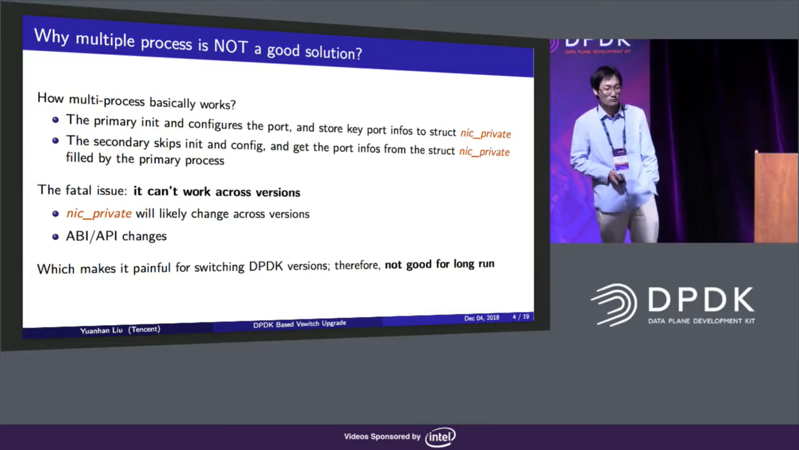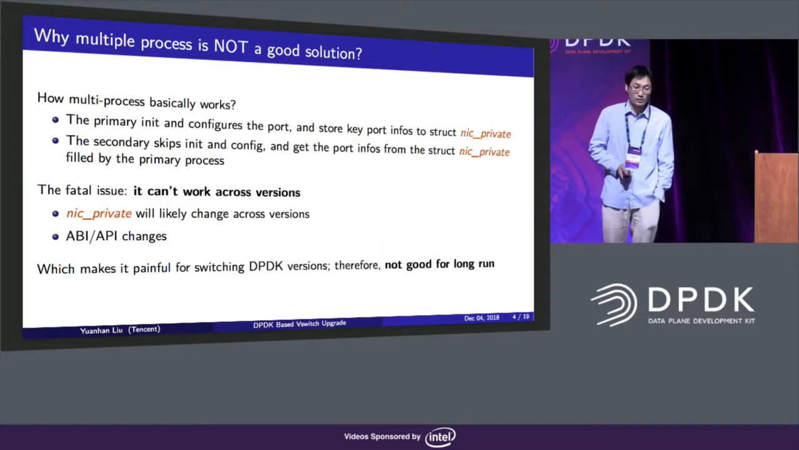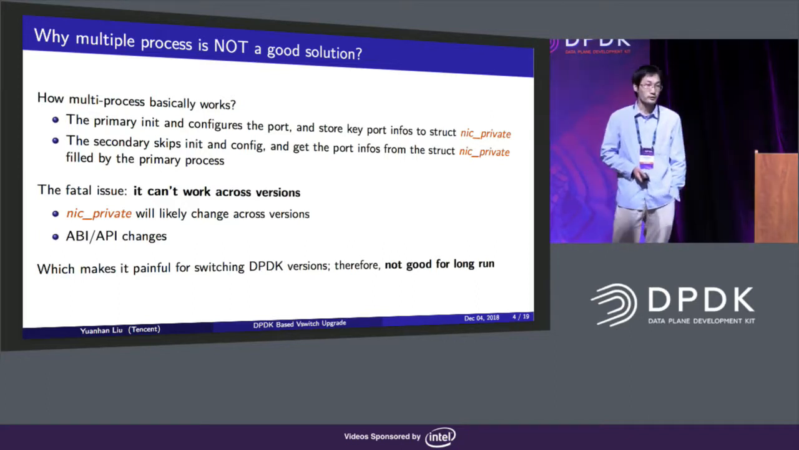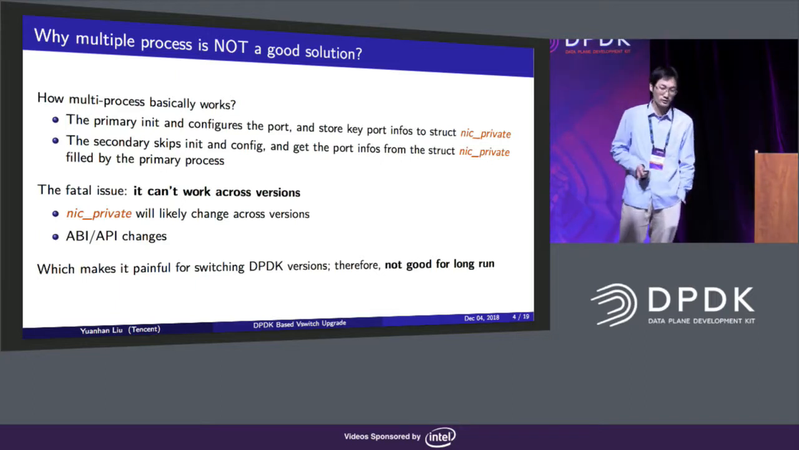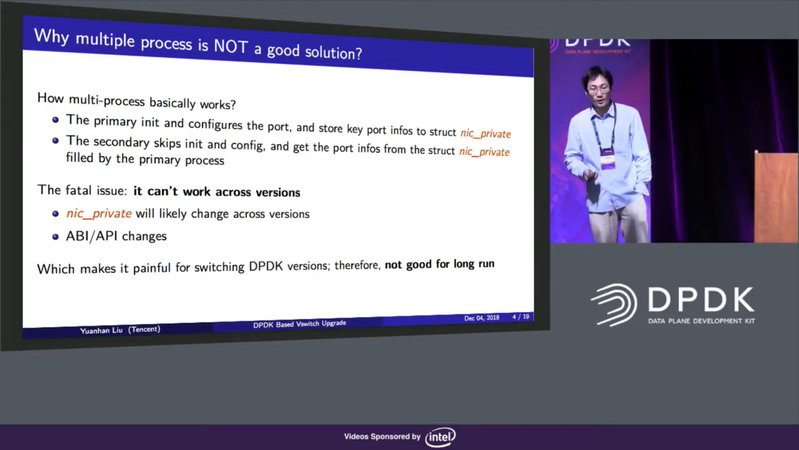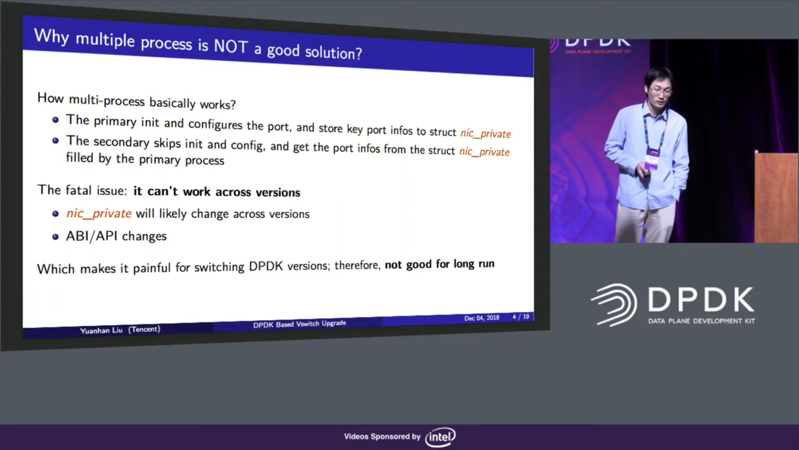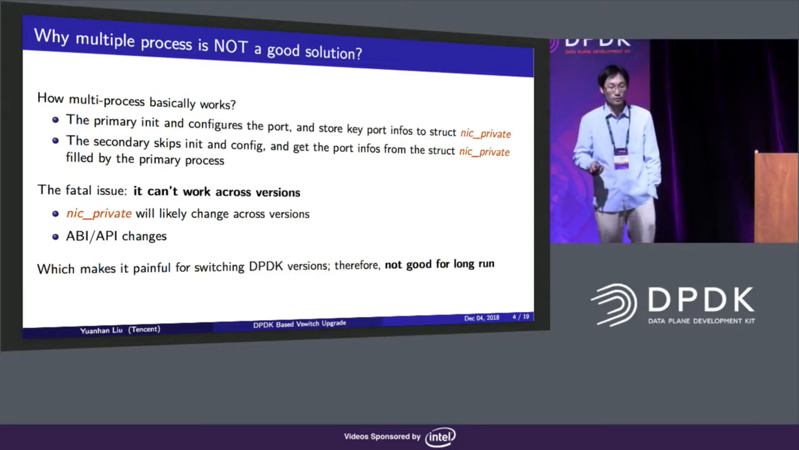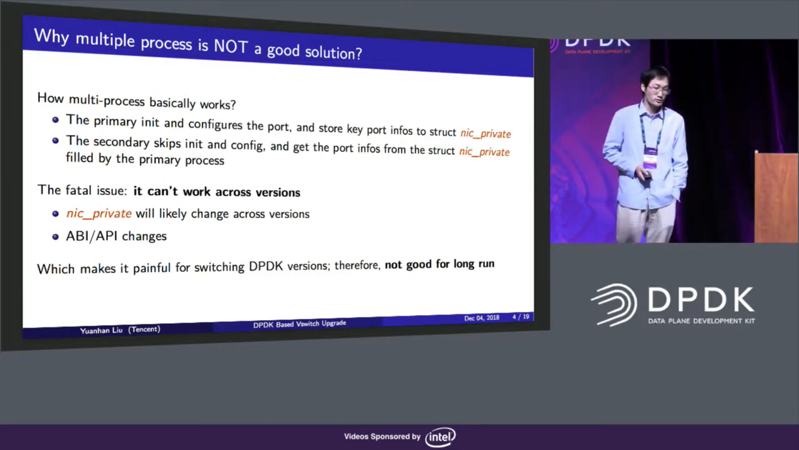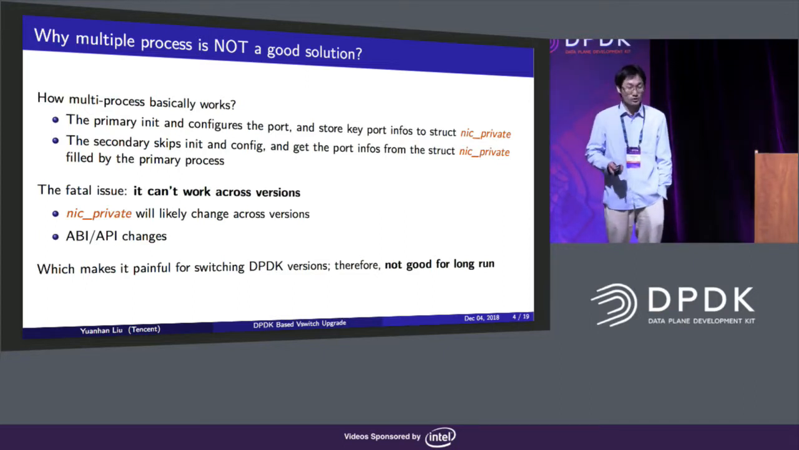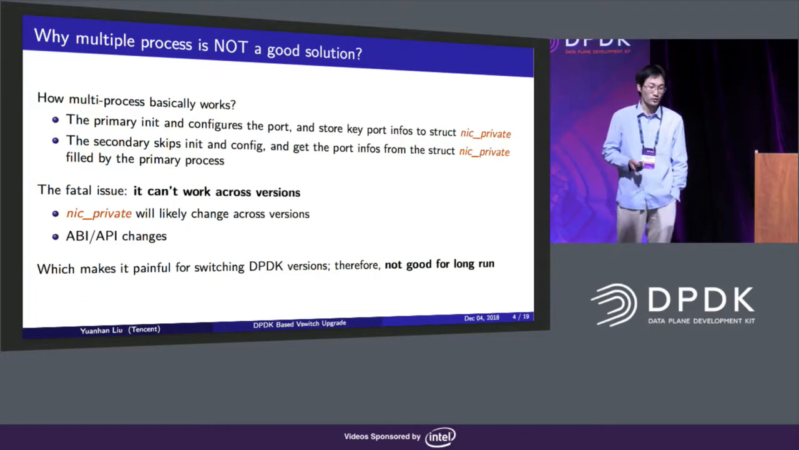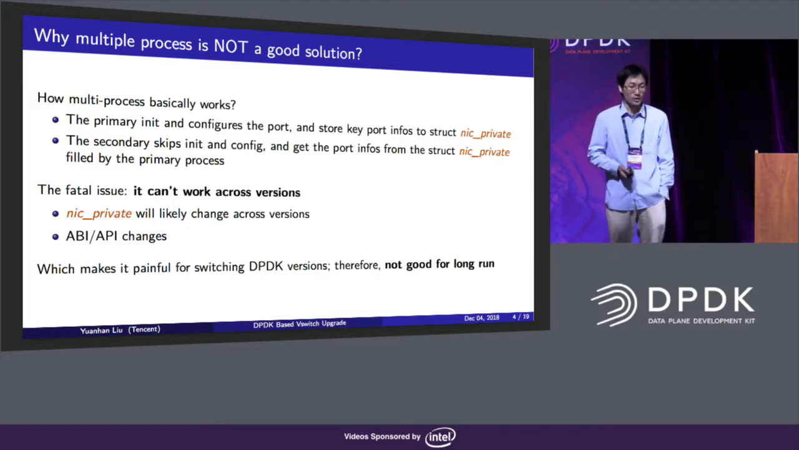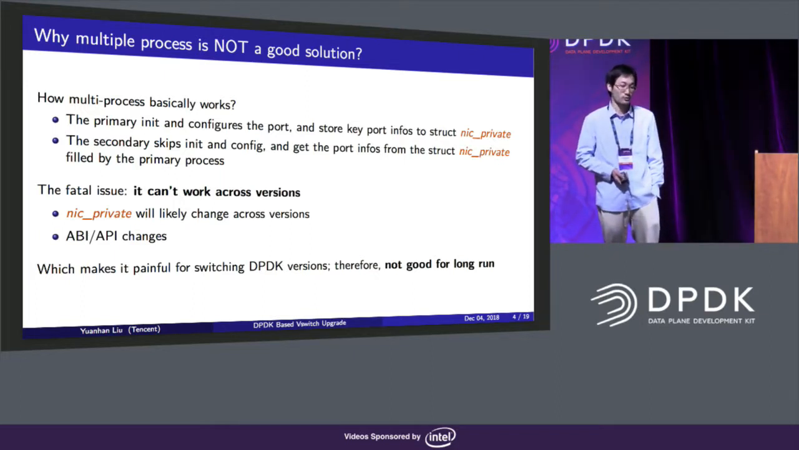Here is a simple version. The primary process will initialize and configure the port, and then store some key information into a private data structure in the NIC driver. Let's call it the NIC private. Then the secondary process can skip the initialization and config, and get the port information from the NIC private, just as filled by the primary process.